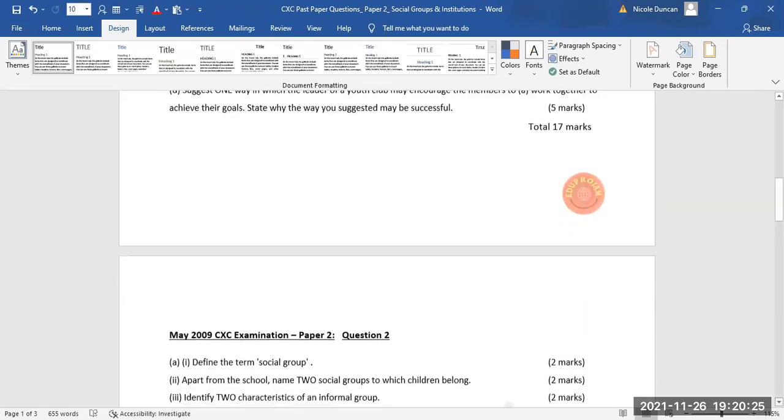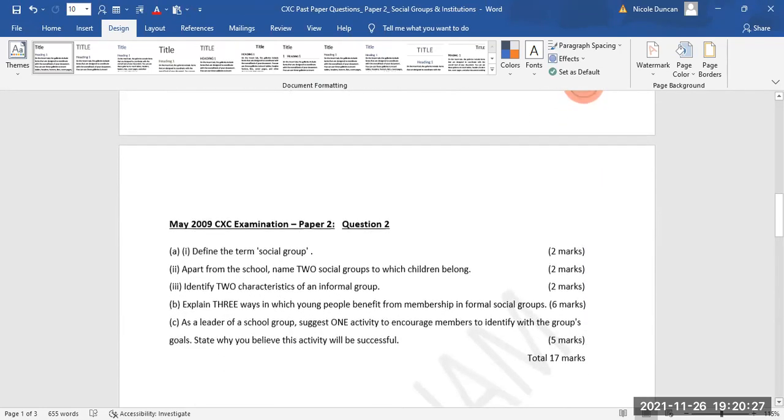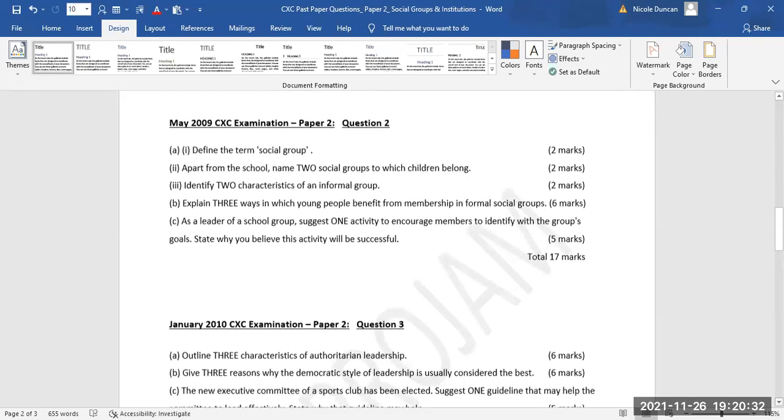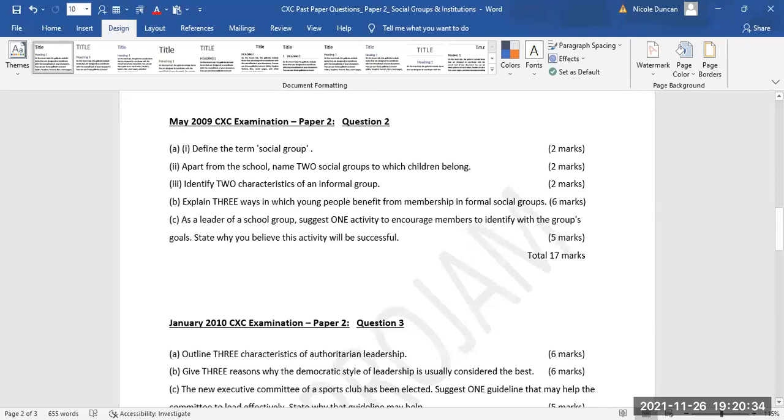Okay. Let's try to take another one here. Now, this one mainly concerns the social groups. Okay. This is the May 2009 CSEC examination paper 2, question 2. Now, the first part of the question, part A, numeral I, says define the term social groups. Social group. So I want you to think about this in just a little while and tell me how you would define a social group, Alex.